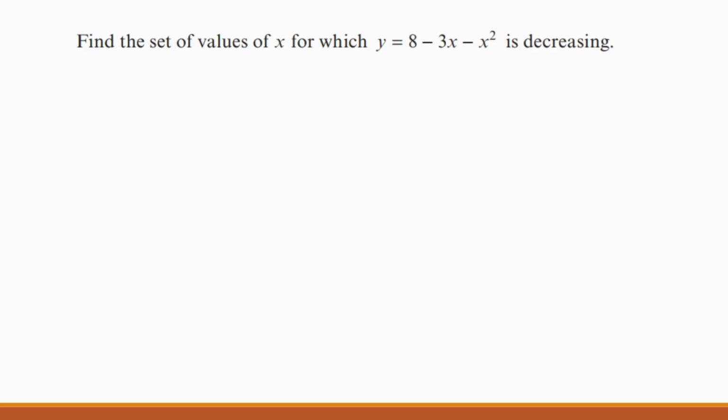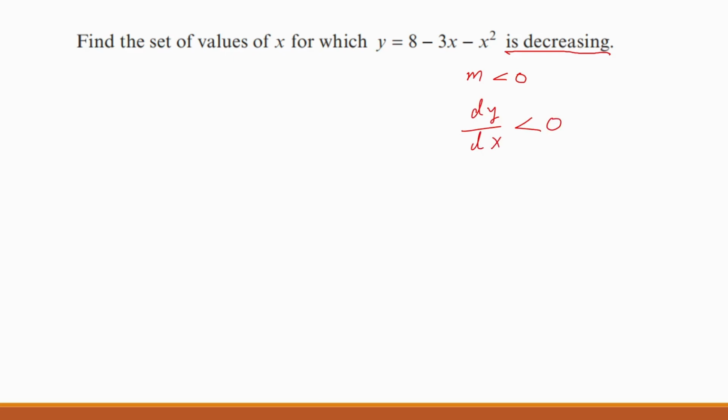Alright, so here we have a question. Find the set of values of x for which y is equal to 8 minus 3x minus x squared is decreasing. So we need to find the values of x where the function is a decreasing function. What is this supposed to mean? It means that m is less than 0, or dy over dx is less than 0. We are going to use this fact.